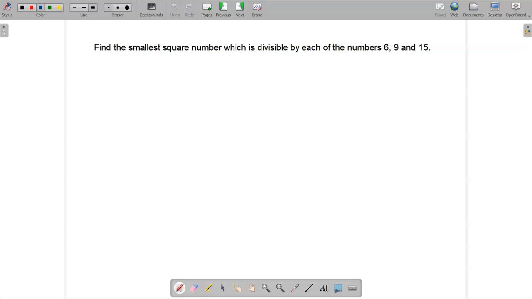So let me find out the LCM. LCM of 6, 9, 15 we have to find out. So again, in order to find out the LCM, we have to proceed with the prime numbers. So what are all the prime numbers? 2, 3, 5, 7 and so on. So the first prime number is what? 2. So start with the number 2.